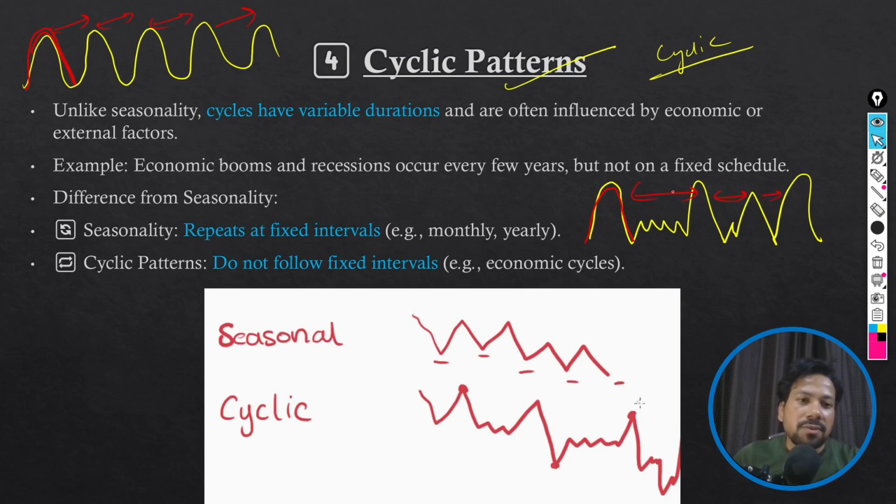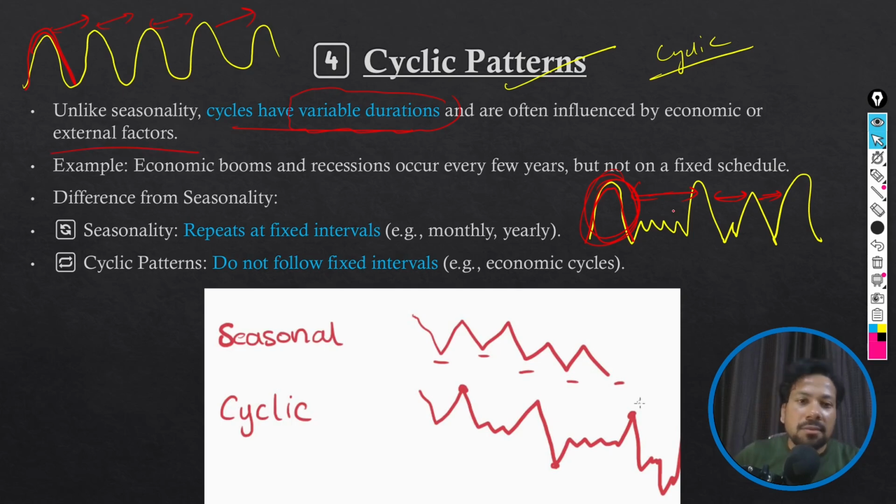Here the duration is very large and it decreases. So this particular thing is known as cyclicity or cyclic pattern. It is different from seasonality. Unlike seasonality, cycles have variable duration. It can have any duration, because it is in fact affected by external factors.